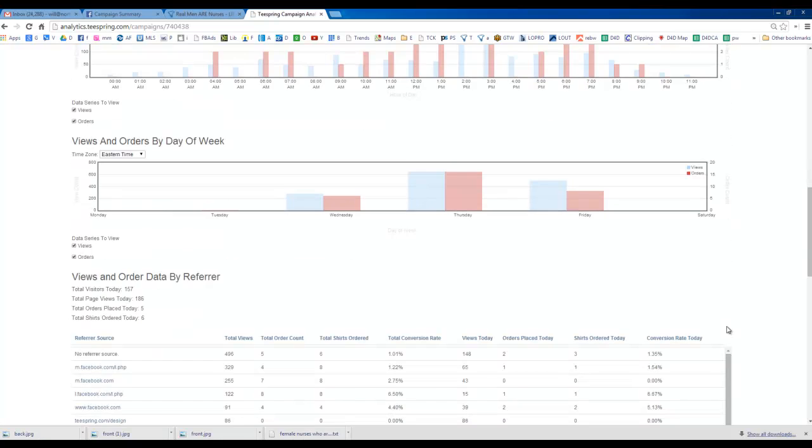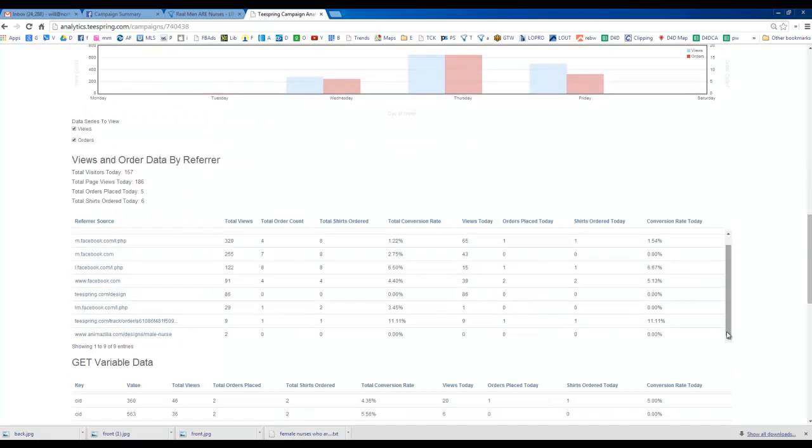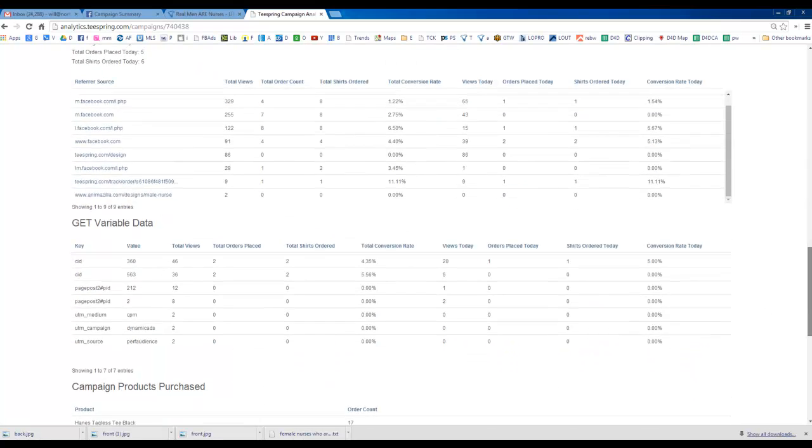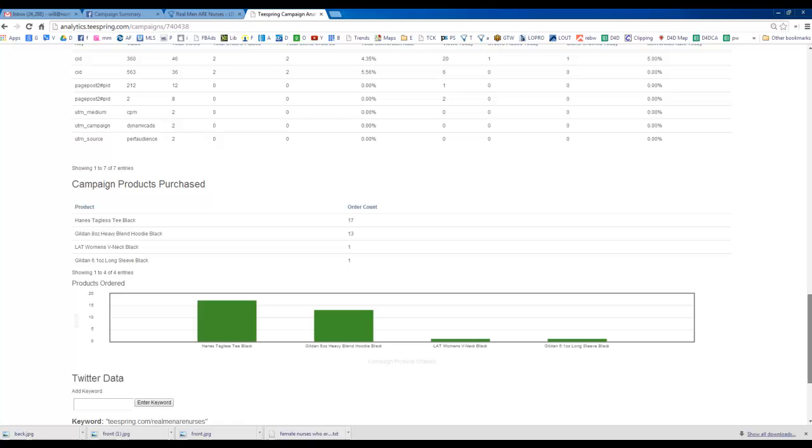And here, orders by day. This really isn't helping me much. What is helping me though is going back up and looking. Here we can see more people have bought into the teas. I'm wondering if maybe we should create an ad with the tea in the foreground, right? Maybe, maybe not. We'll see. But more people are buying the teas. The hoodies are at 13, 17. We've got a ladies V-neck that has been purchased and a long sleeve black.